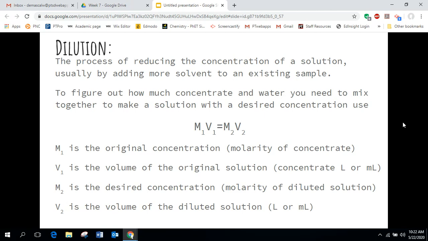M1 is the original concentration. That's the molarity of the concentrate, the strong solution. V1 is the volume of the original solution, the concentrate that you need.